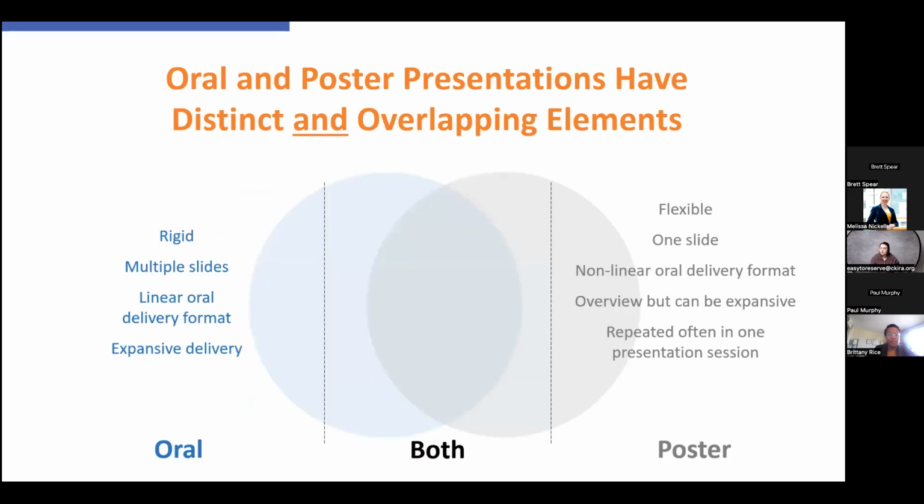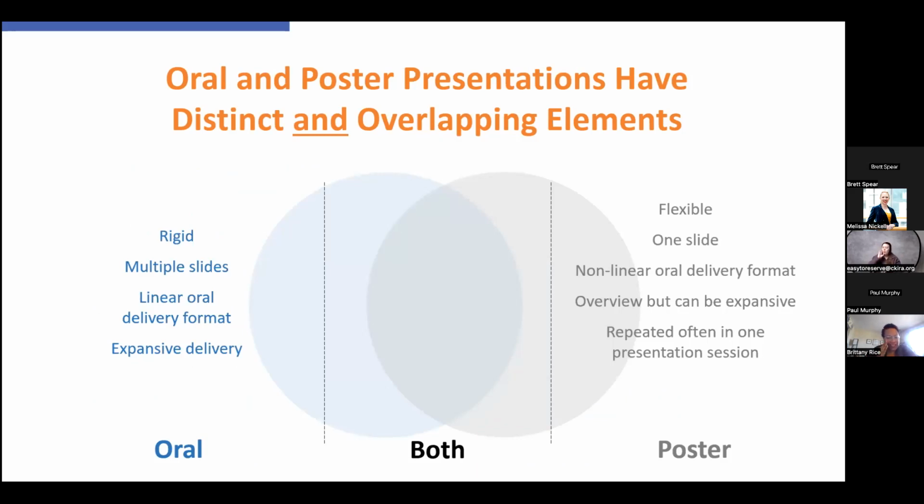All right. So again, I mentioned that there were 2 types of presentations. We just covered the oral. Now we're going to jump into the posters. I want you to remember that with the oral presentations, they're rigid, they're in a linear delivery format. You also are going to give a lot of information about your topic, and it's likely going to be timed.